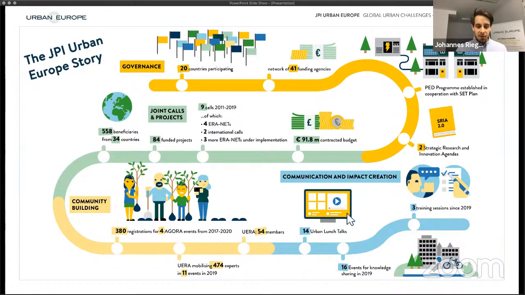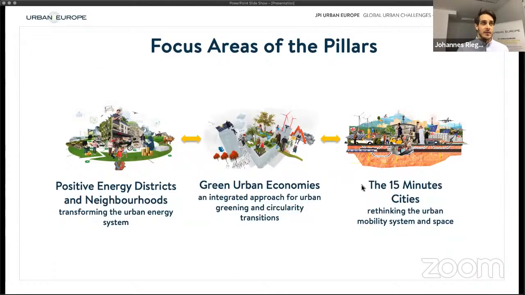Although the funding of projects is at the core of what we're doing, we do more than that. We also have a stakeholder involvement platform called the Agora, which brings together urban actors and stakeholders from across Europe and beyond. We have another 15 projects in the pipeline, which we are going to grant very soon.